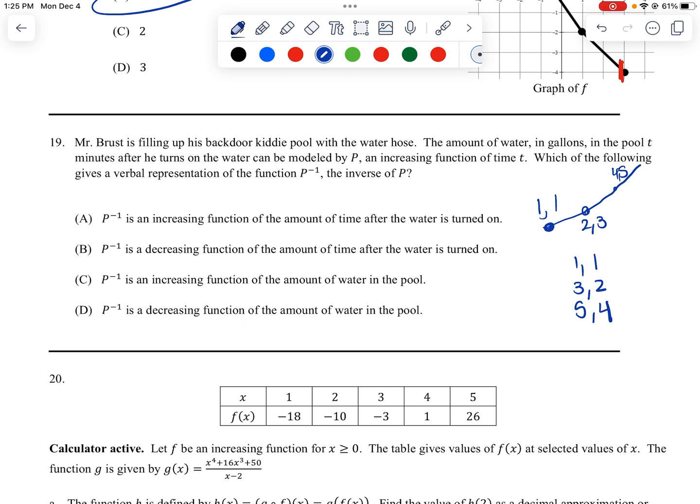Well, if it's increasing, just in terms of words, water increases as time increases. So what would be the inverse then? It's an increasing function of the amount of water in the pool. So letter C.